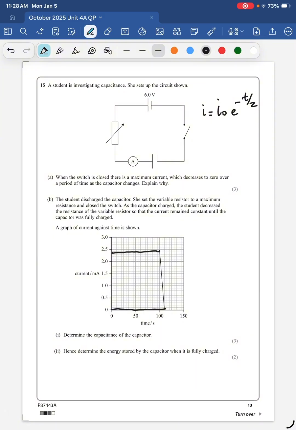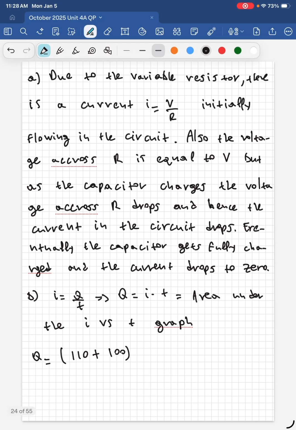I keep saying base, it reminds me of baseball. So anyway, I don't know why.